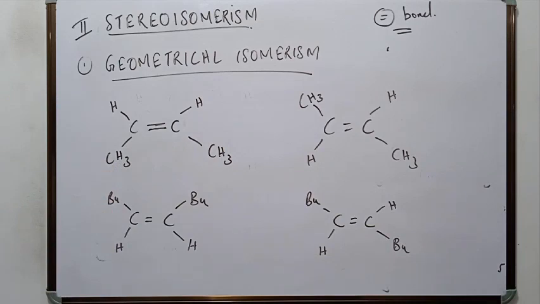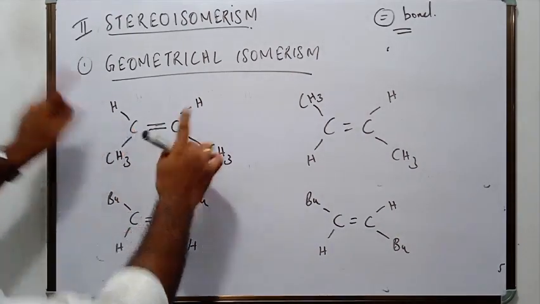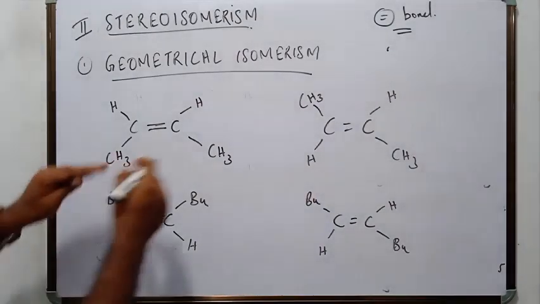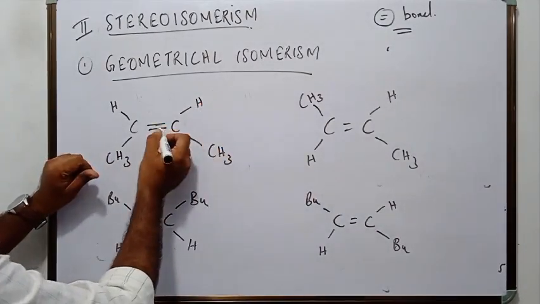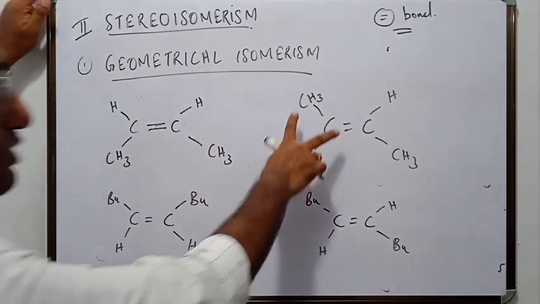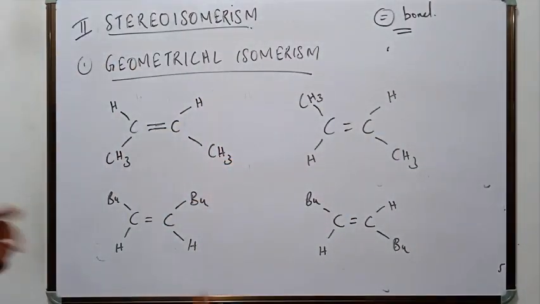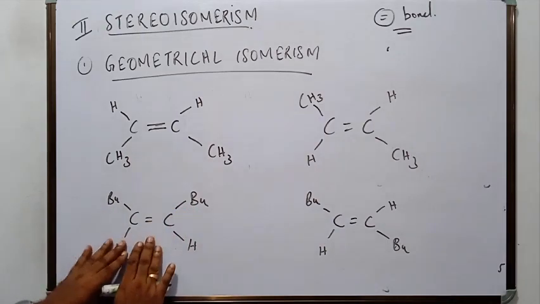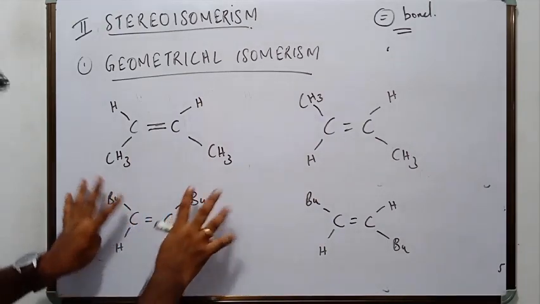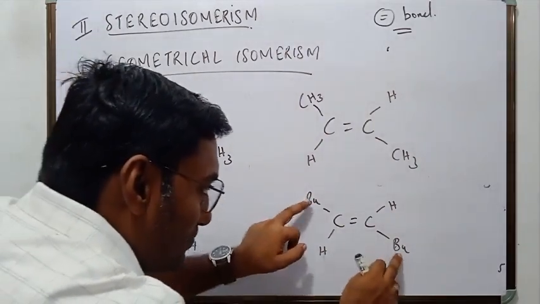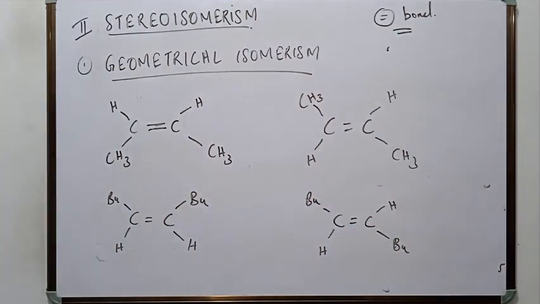What are they different in? Do they have the same molecular formula? Yes. Is the connectivity of atoms the same? Are they connected to the same kind of atoms? Yes. Then what is different? The position of these atomic groups around the double bond is different between them. The molecular formula is the same, the way the atoms are connected is the same, but the way they are aligned in space around the double bond is different. That makes them geometrical isomers.